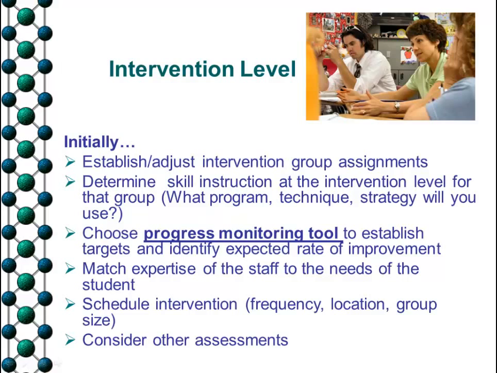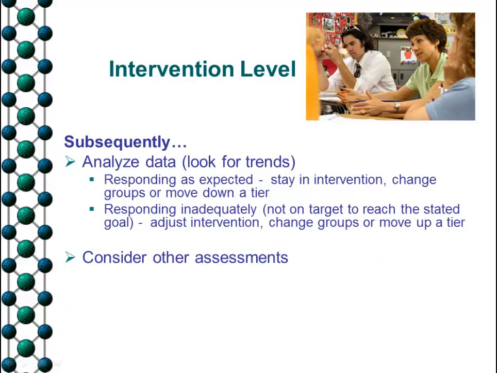Once you decide what these groups and their assignments are, you want to schedule the intervention. Everybody should walk away knowing how frequently they're going to receive instruction, where they're going to receive it, how many students are in there, and then how often they will be progress monitored. In subsequent intervention level meetings then, you've already kind of made those initial decisions, and in between the first intervention level meeting and the second, it's usually about 4 to 6 weeks, you've given the plan an opportunity to work.